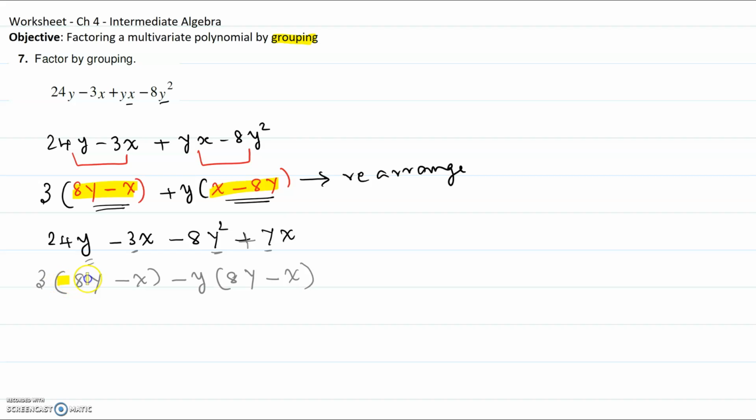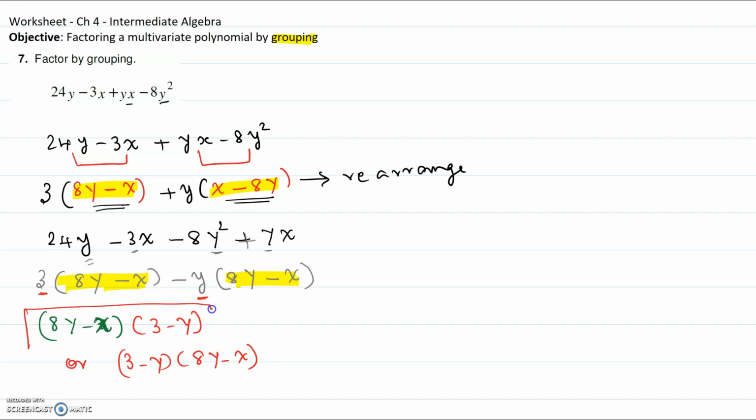If you look at the terms in the parentheses now, they are the same. So now we write the term inside the parentheses which is the same, 8y minus x. Then the ones that are outside, that is 3 minus y. So either you can leave the answer this way, or you can also switch and write 3 minus y times 8y minus x. These are in the factored form.